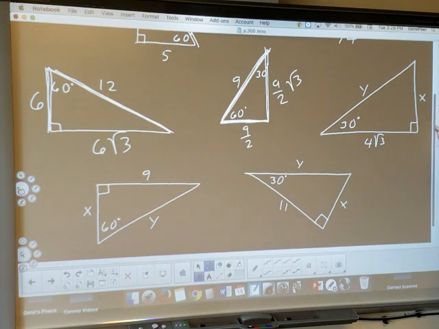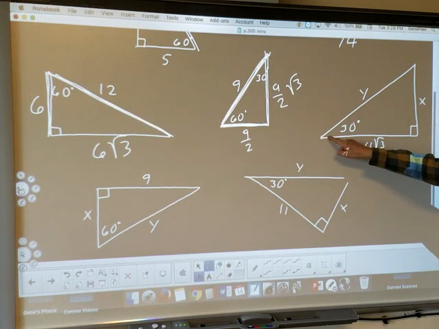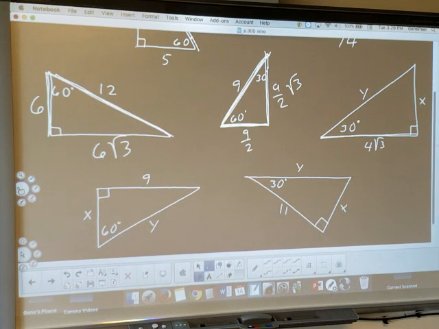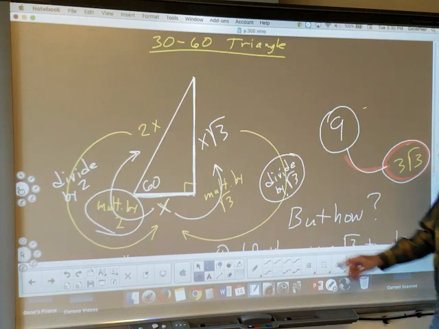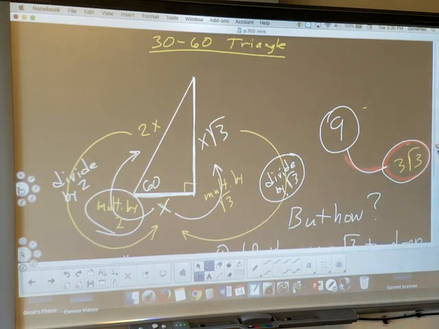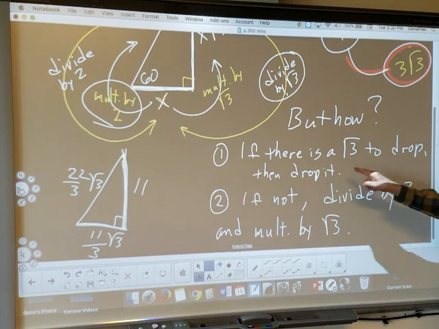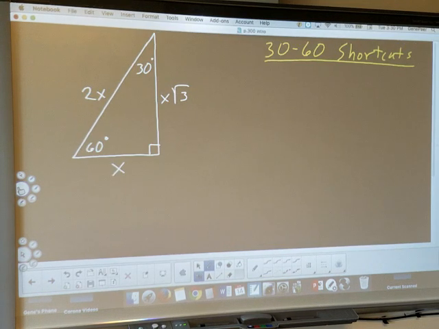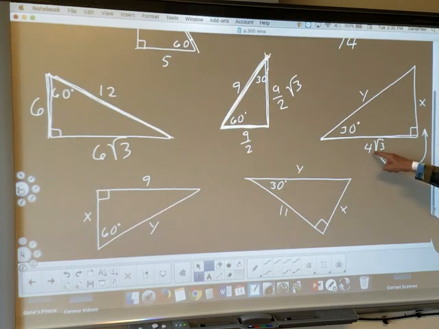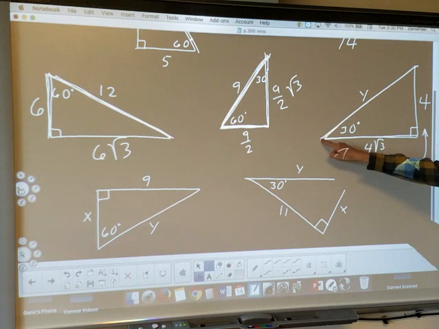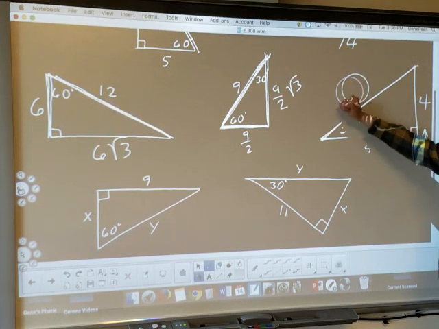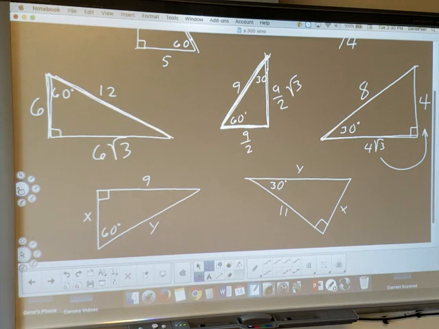Look at this guy. Here, we're given the long leg. How do you go from long leg to short leg? Divide by square root of 3. But how? How do you divide by square root of 3? If there's a square root of 3 to drop, then drop it. Long leg 4 square root of 3. Short leg must be 4. Short leg to hypotenuse, just double. We get 8. Nothing to it.